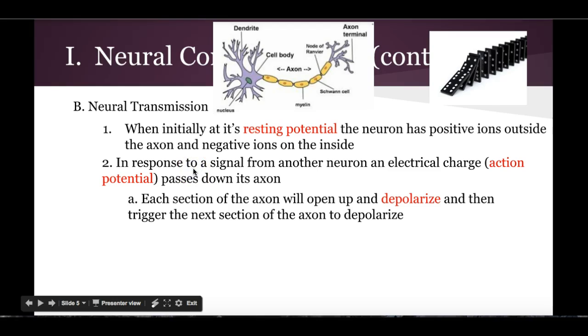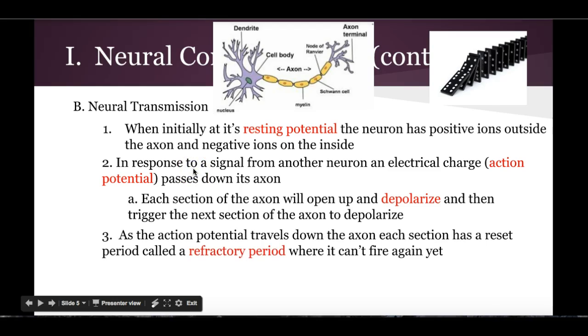So then, after they depolarize, as that action potential travels down the axon, each section will eventually reset itself. And this is what we call a refractory period, where it takes time to get the ions resituated. So maybe we're down on this end and we've got positive ions on the inside and negative ions on the outside. By the time it gets here, all the ones at the beginning are back to where they should be, with the negative ions on the inside and the positive ions on the outside. Okay, so the time it takes to reset is our refractory period.